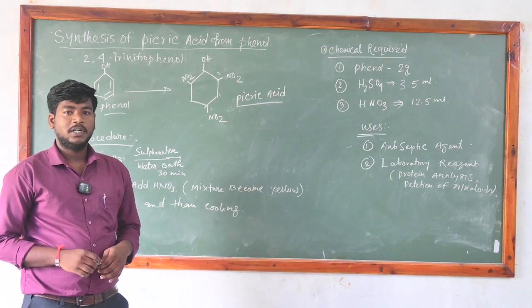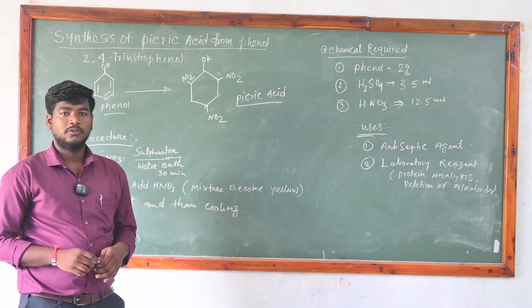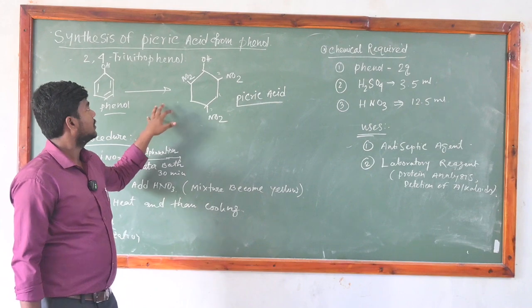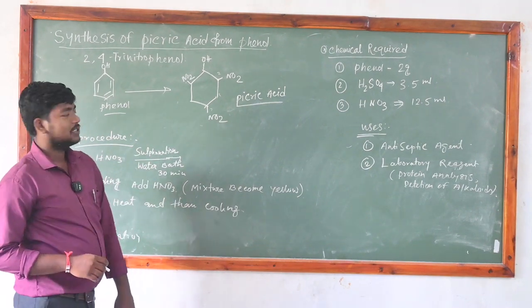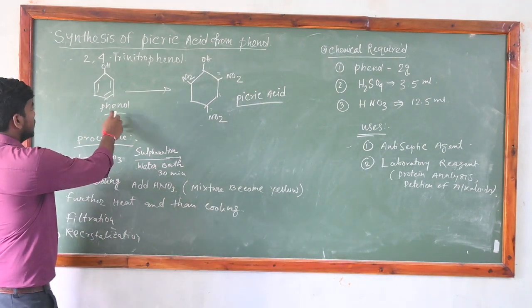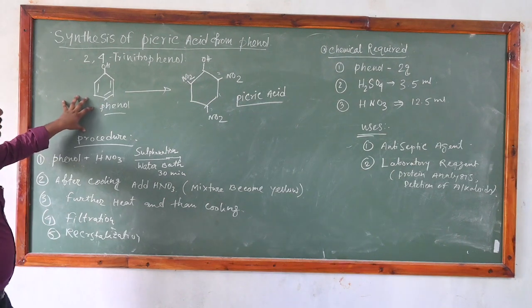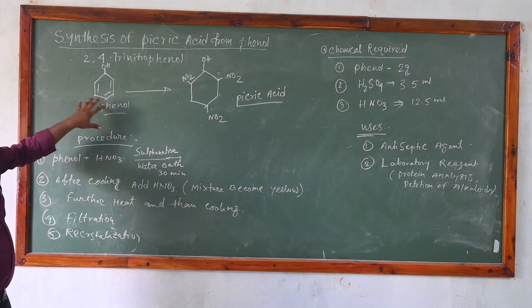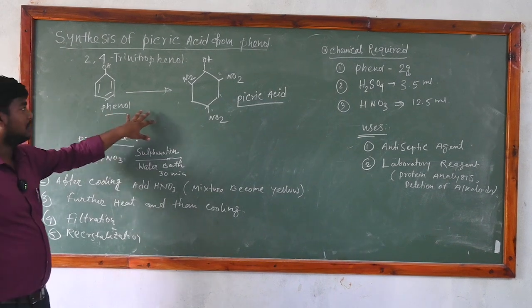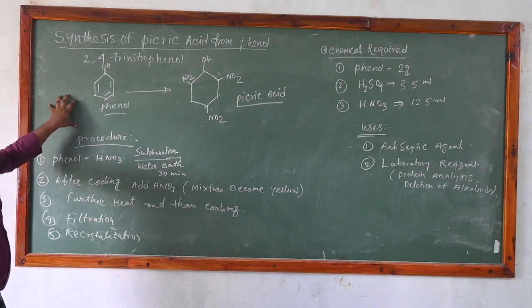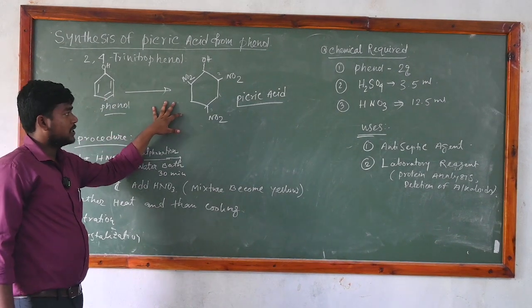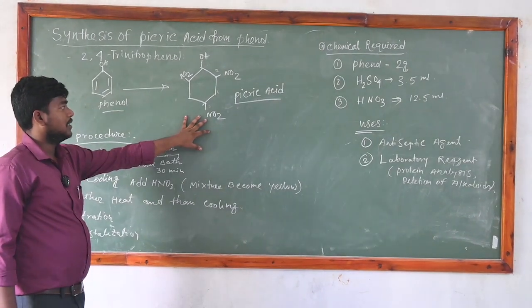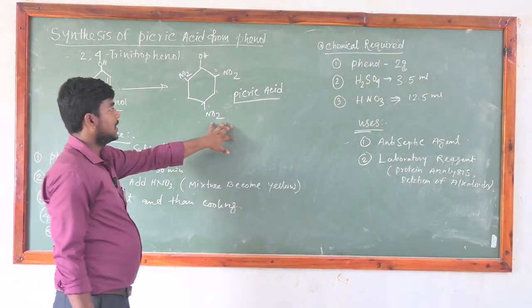So picric acid is a very useful compound, so we need to synthesize it. Picric acid is basically synthesized from phenol. We can see that when the benzene ring contains the OH group, it is known as phenol, and picric acid is synthesized by the nitration of phenol. Why nitration? Because an NO2 group is added at the 2, 4, 6 positions and we create picric acid.